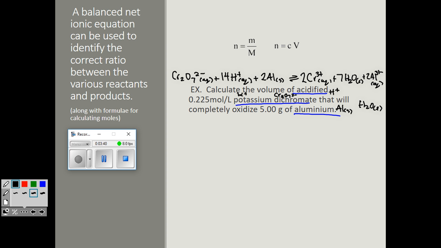So I chose the dichromate half reaction for my oxidizing agent. Then I chose aluminum as my reducing agent. It's quite low, so it's a pretty good reducing agent. I wrote the dichromate reaction exactly how it appears in the data booklet. So I would have copied it exactly.